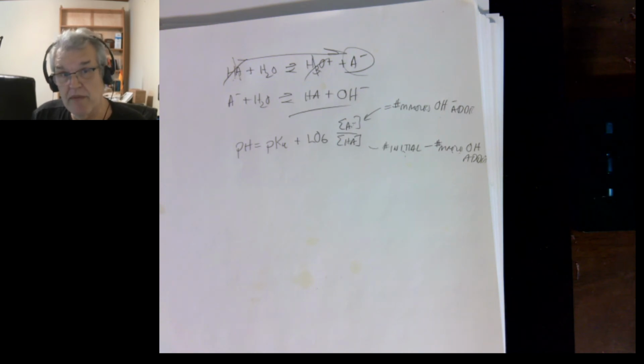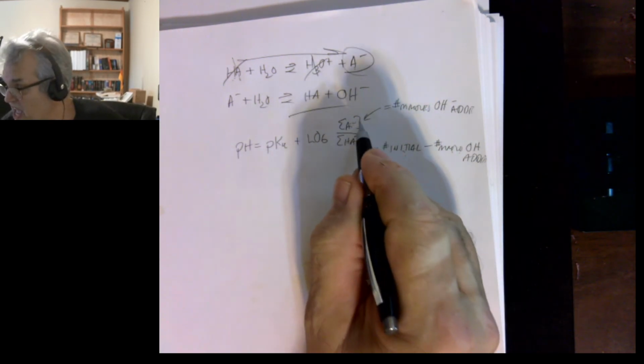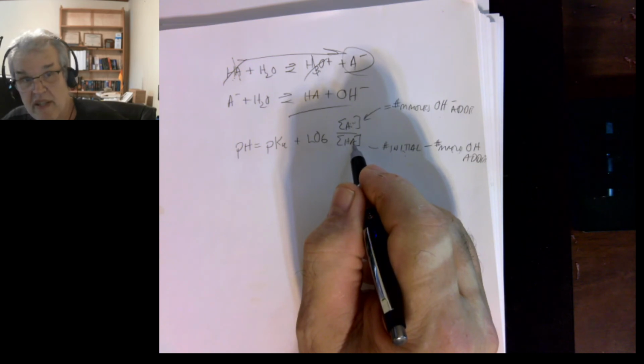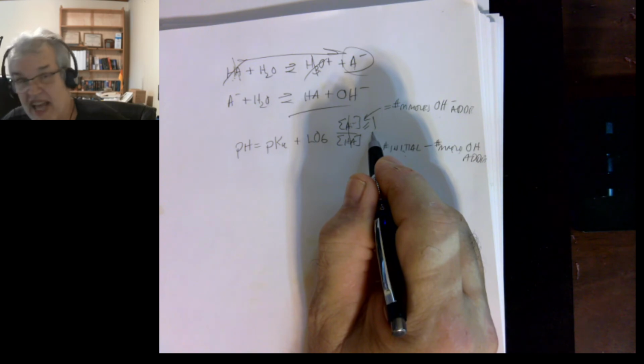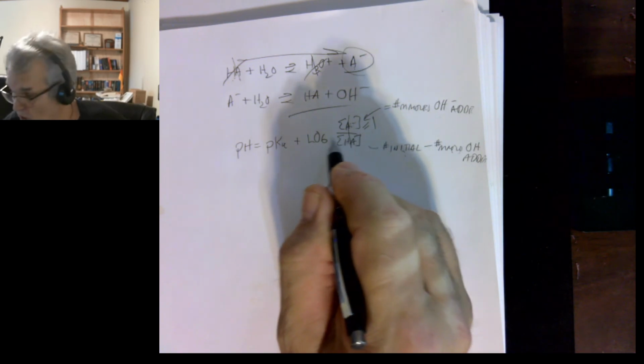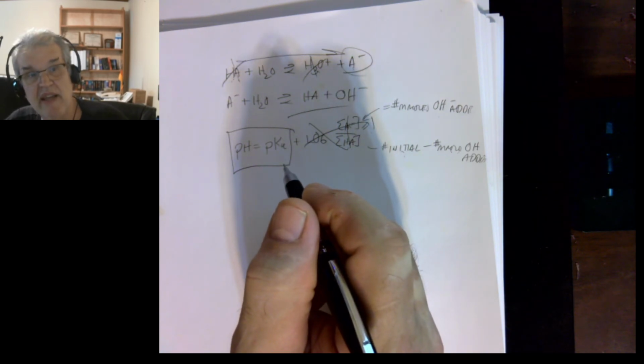I added 50 millimoles of OH. I neutralized or shifted them to conjugate base. I made conjugate base out of 50 of the 100 millimoles of my HA. So I now have 50 millimoles of A minus and 50 millimoles of HA. 50 over 50 is what? 1. This becomes 1. Log base 10 of 1 is what? 0. This becomes 0, and pH equals pKa.